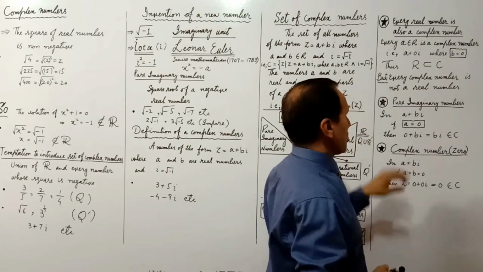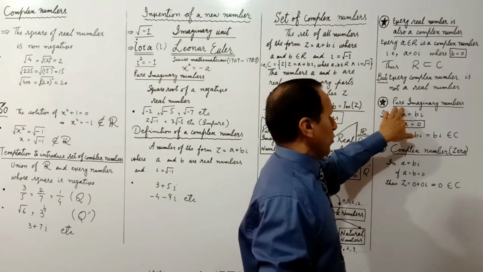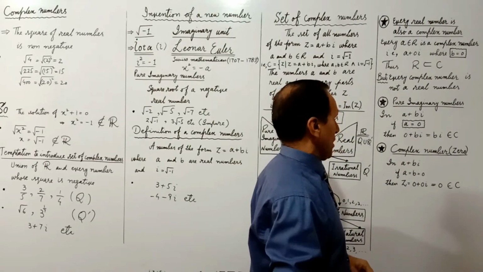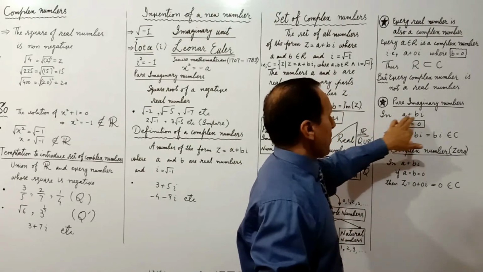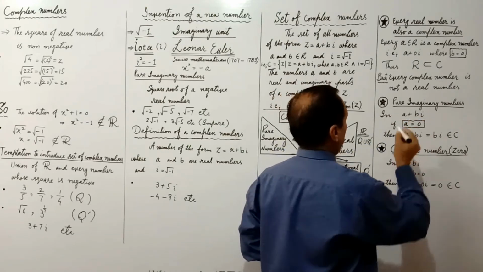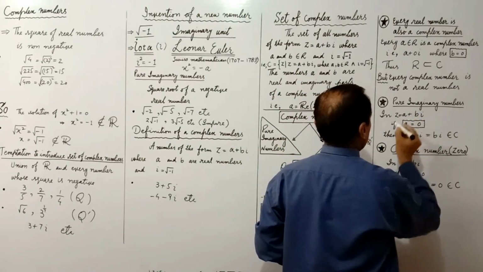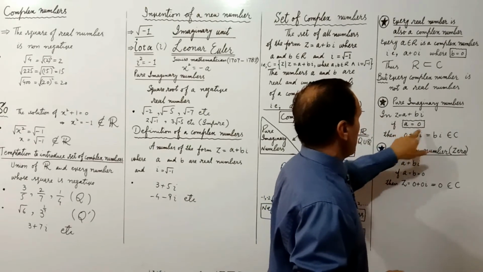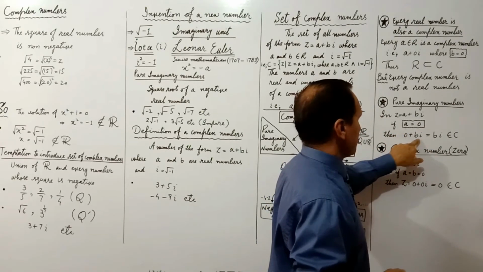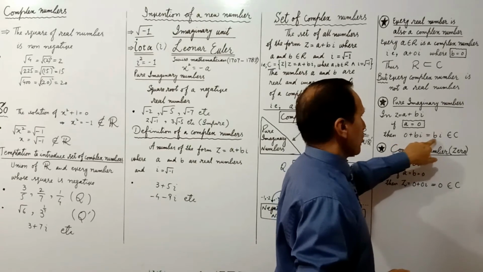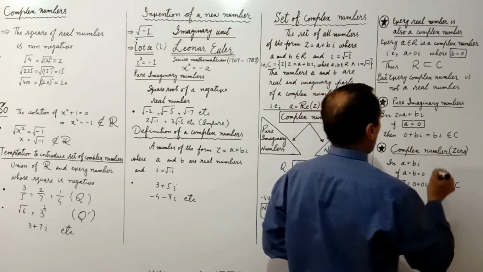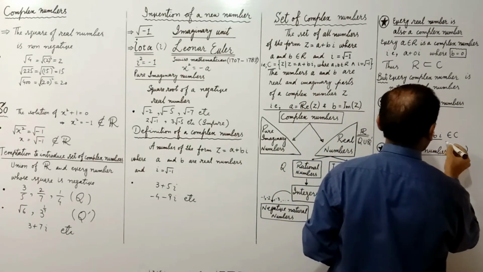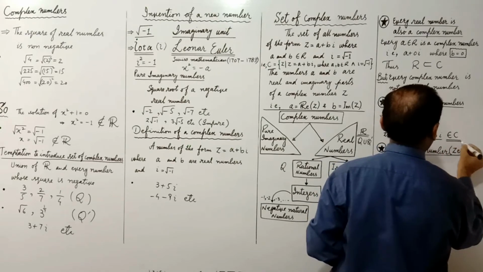The next point which we have to keep in mind is about pure imaginary numbers. In a complex number z, a plus b iota, if a is equal to 0, then 0 plus b iota is equal to b iota, which is a pure imaginary number and belongs to the set of complex numbers.